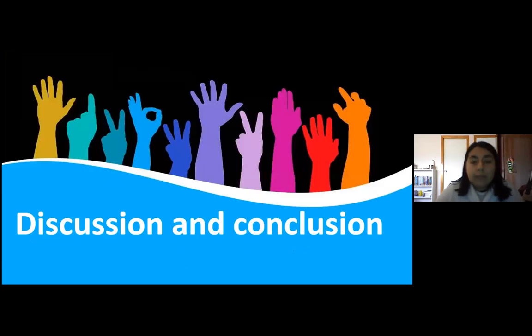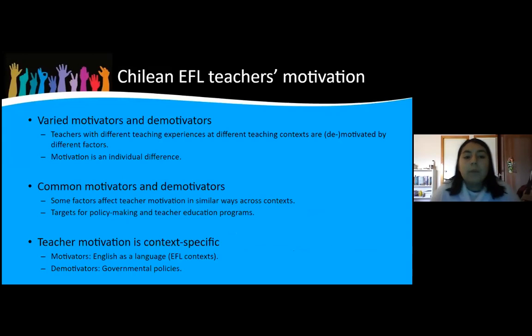Based on those findings, several aspects of teacher motivation were discussed. For example, teacher motivation can vary depending on the context that teachers work in. So this could lead us to the conclusion that motivation is an individual difference, because each teacher can be demotivated or motivated by different factors.